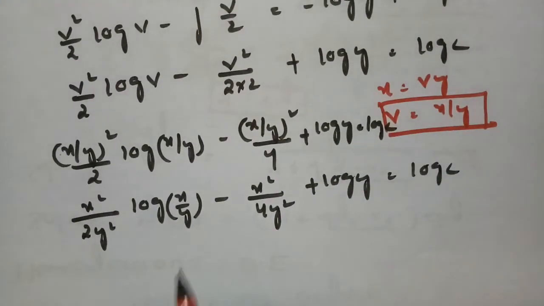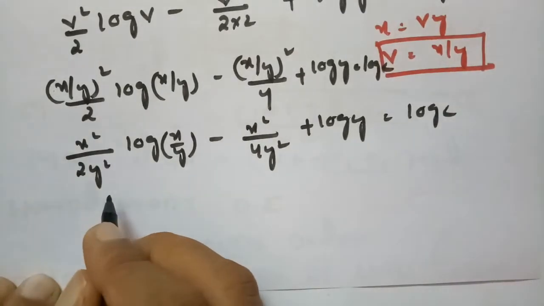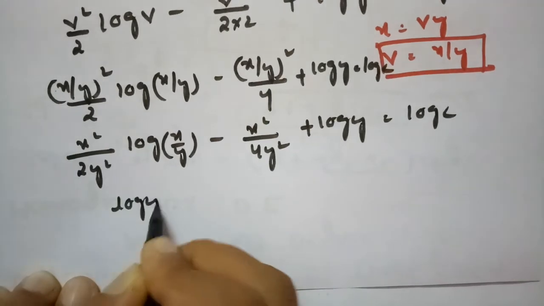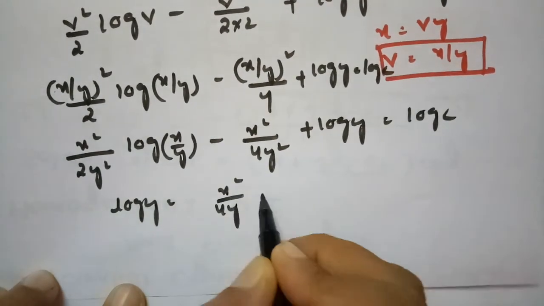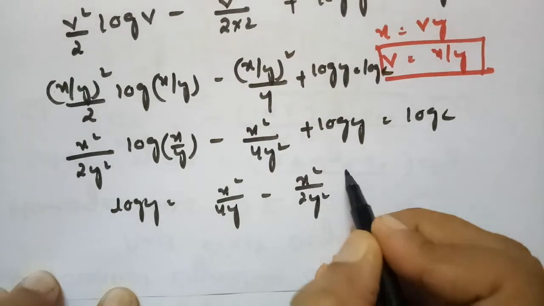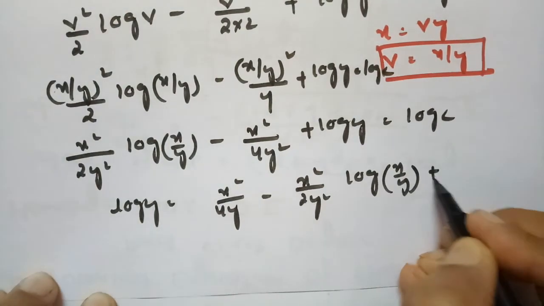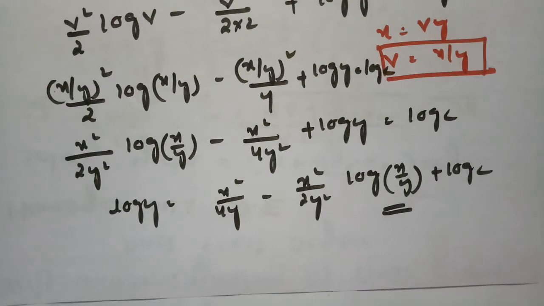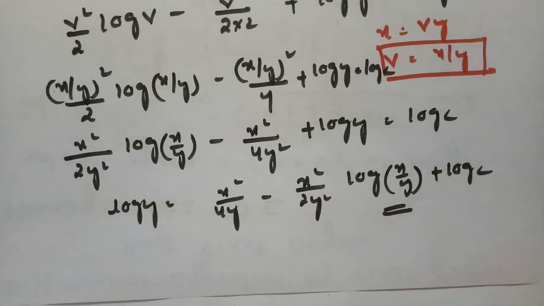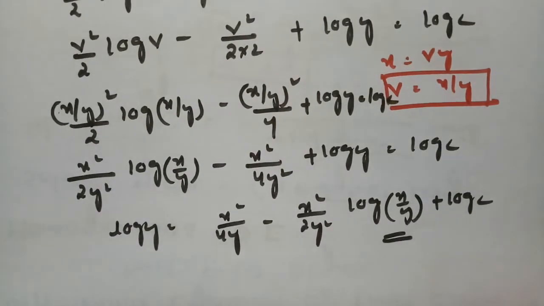So here if you observe, this is log a plus log b, and you can leave it as it is like this. So if you see the question here, then log y will be equal to, if you send this to the other side, then see what happens. Log y will be x square by 4y minus x square by 2y square of log x by y plus log c. So in this way also you can leave it, and this is how we have to solve. And thank you so much for watching and staying till the end. And this is the general solution, the final general solution.